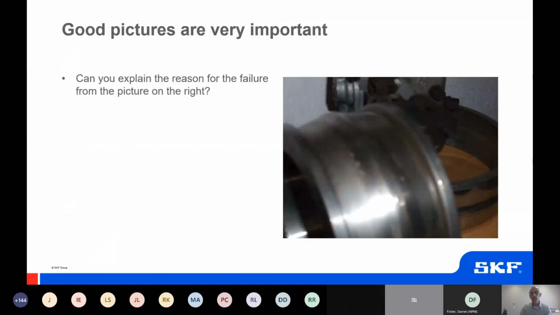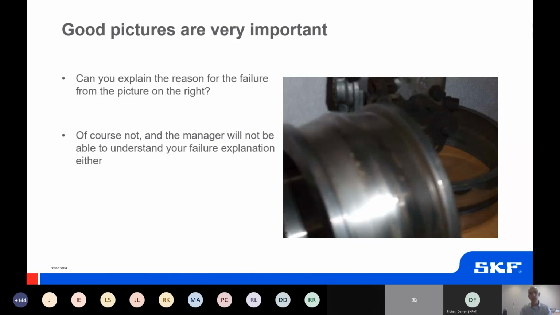We have received many times things like this for our opinion. What do you think is the reason for the failure of this bearing? Can we say something? Of course not. Of course, your manager will not understand if you are explaining something with this picture as supporting evidence.